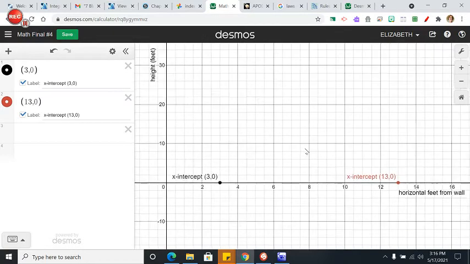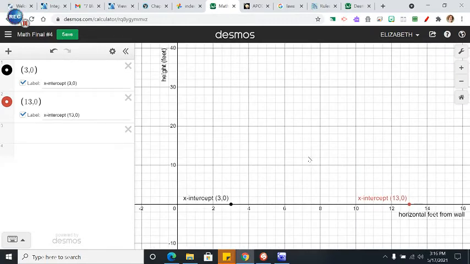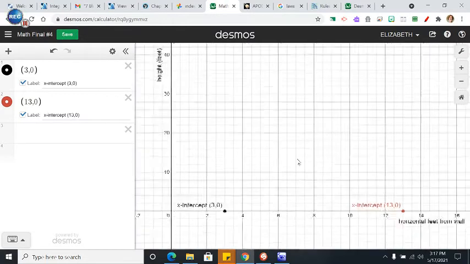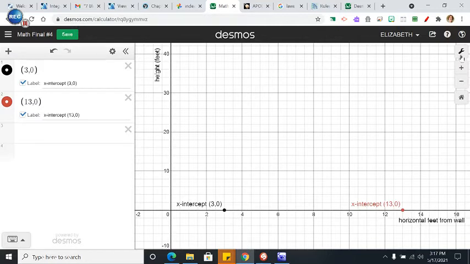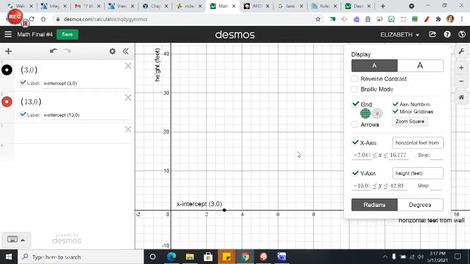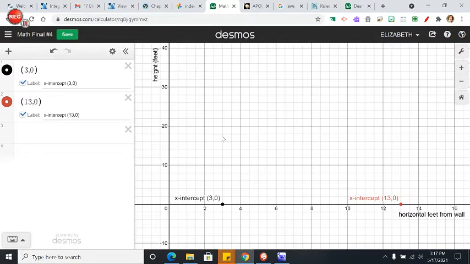Now, you can obviously just mess around with your graph and probably get a decent graph, but sometimes it does help to change the max and the min to fit your graph a little bit better, and then you can just slightly adjust it. Okay, so I'm looking at this. My balloon is launched at 3, and it lands at 13. So I'm just going to kind of look at this and say, what's right in the middle of 3 and 13? I can kind of look and see where the middle of that is.